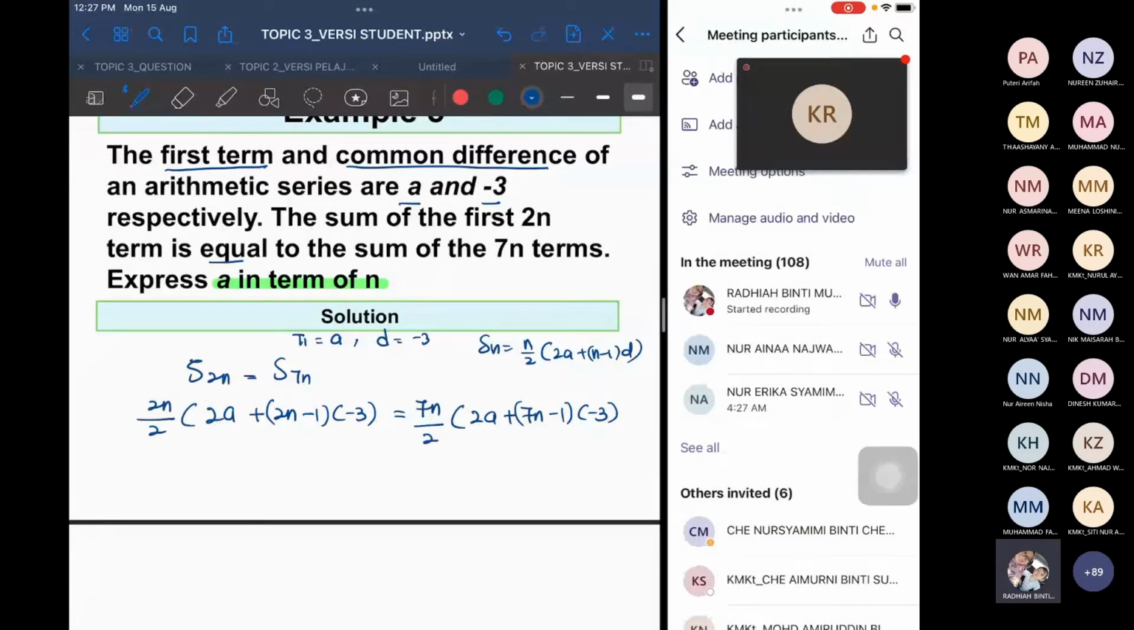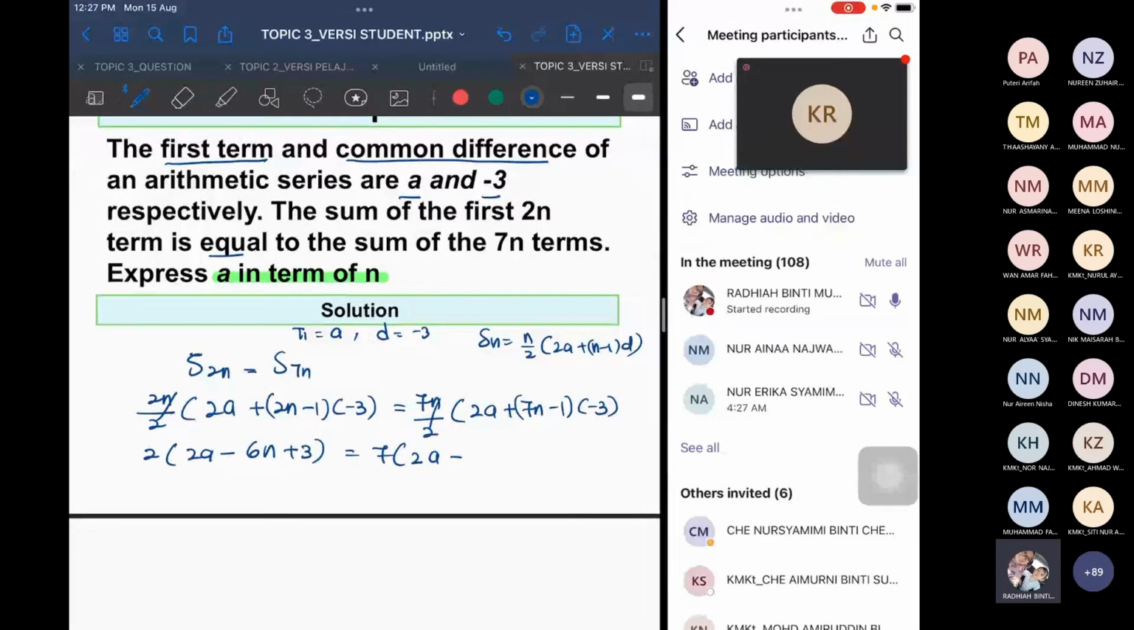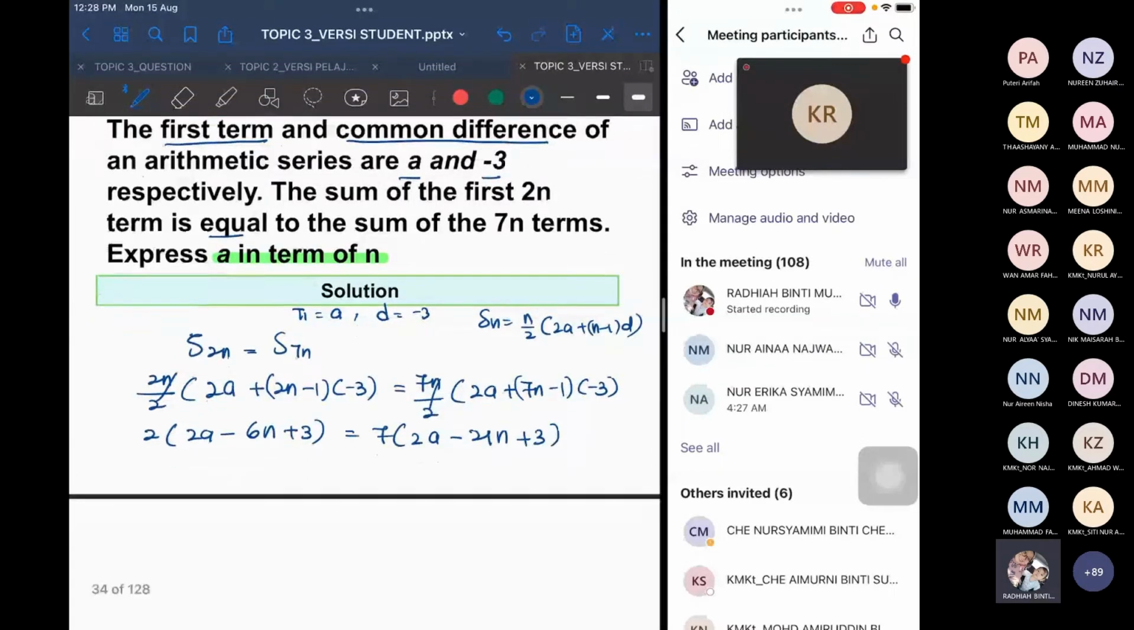Okay, so we solve. Okay, so bila kita solve ni, sama-sama, so kita boleh tinggal. Yang tinggal adalah 2 darab 2a plus 2 darab -3n. So akan dapat -6n plus 3 over dengan 7. Ni kenapa tinggal 2 je? Yang ni kan sama ni. So kita boleh cancel kat situ. So 2a, 2 darab 3, -21n plus 3. Okay. And then you solve.